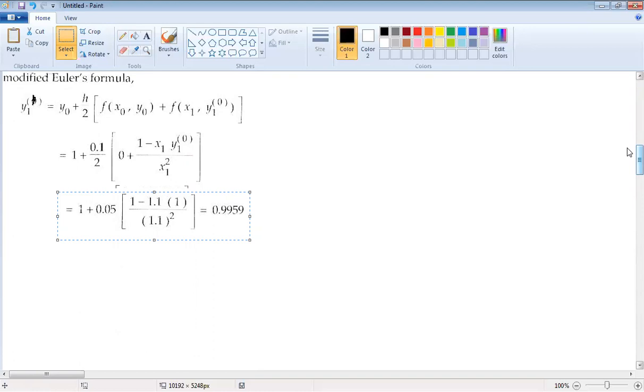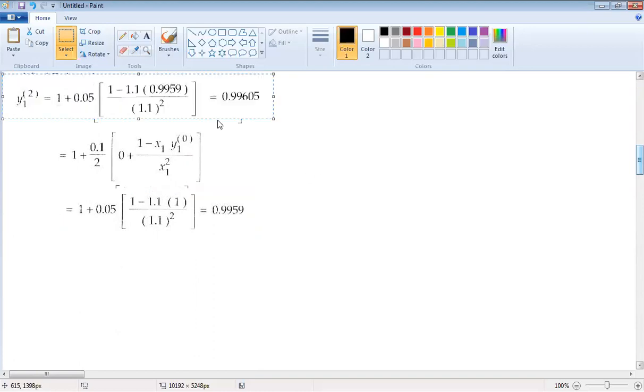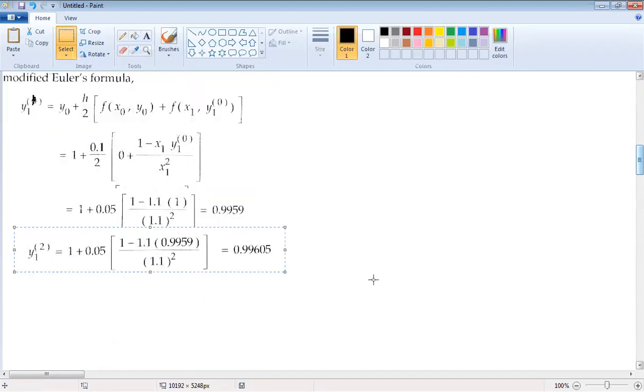So y1 of 2 will give us 1 plus 0.05 times... We are using the same formula. We are just replacing y1. Earlier y1 of 0 we got 1. So this value now will be replaced by y1 of 1, which is 0.9959. Simplifying this expression, we get y1 of 2 is equal to 0.99605. Okay, so we'll use the iteration formula one more time.